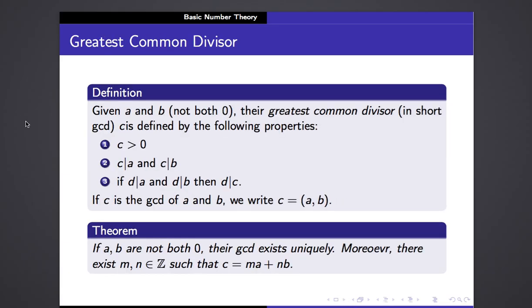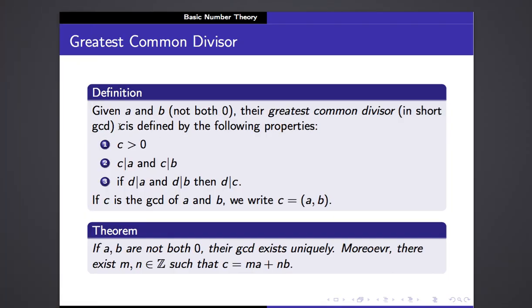Okay, so next thing we want to talk about is the greatest common divisor. So here's the definition. Given a and b, not both equal to 0, of course, we always talk about integers here, their greatest common divisor, in short, we call it GCD.